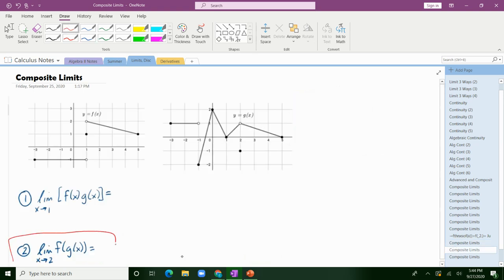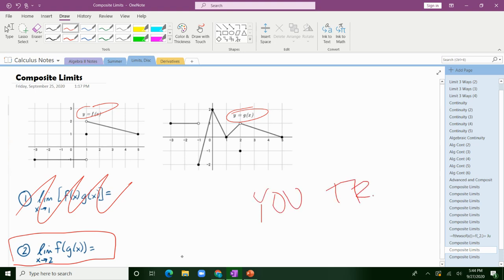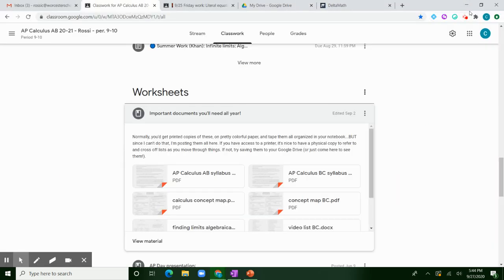I want you to do this problem only. Wait on this for now, okay? So here's your function f. And here's your function g. I want you to find the composition f of g of x as x approaches 2. So pause that. Again, that is a you try. Practice makes perfect. So hopefully you're feeling pretty good about composite limits, and we will talk about this together.